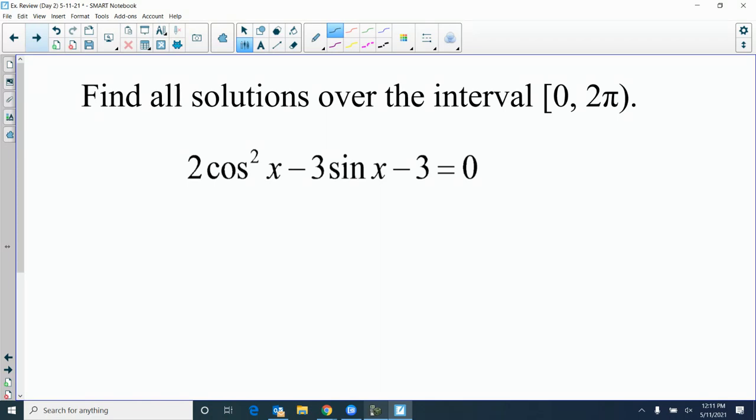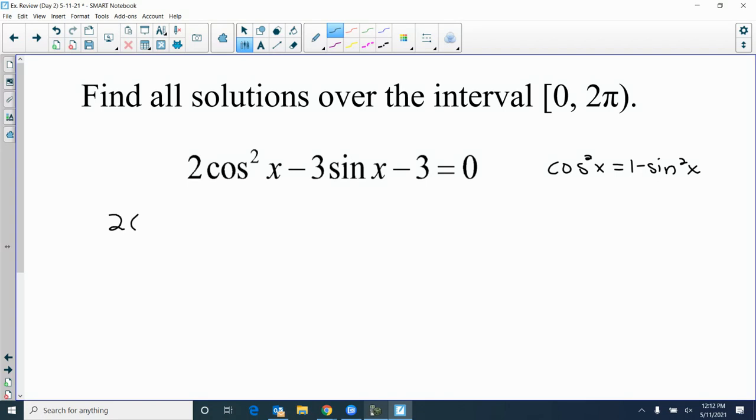Maybe convert cosine squared x to 1 minus sine squared x. That's how you do it. Cosine squared x equals 1 minus sine squared x. So yes, we want to do that.